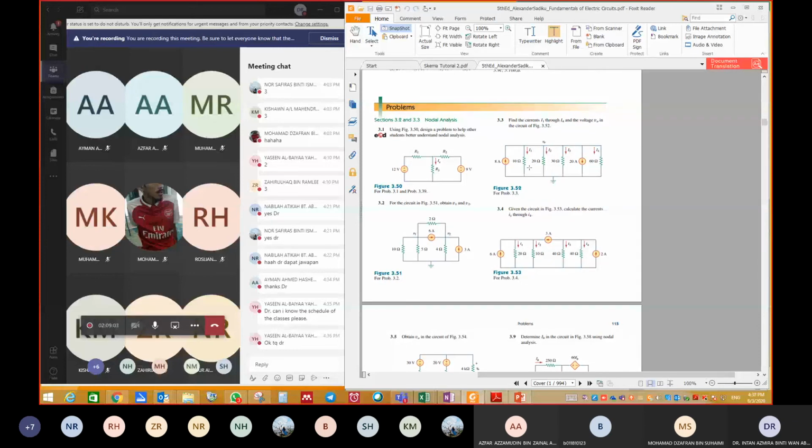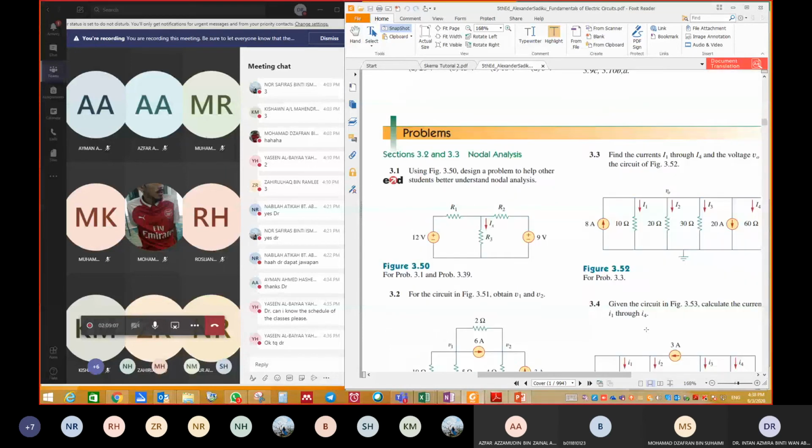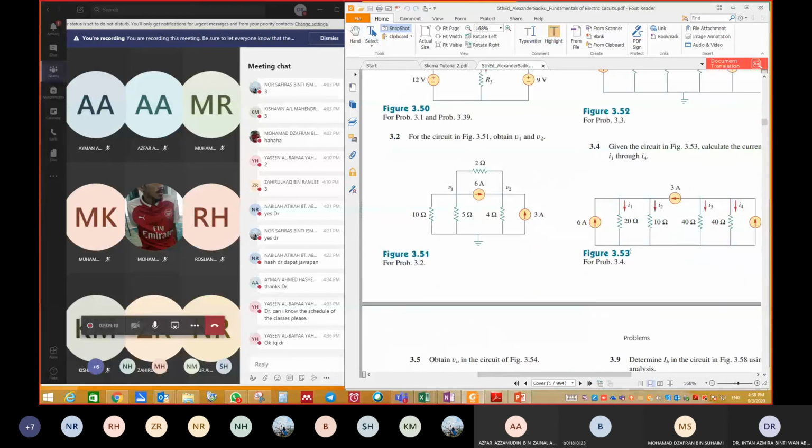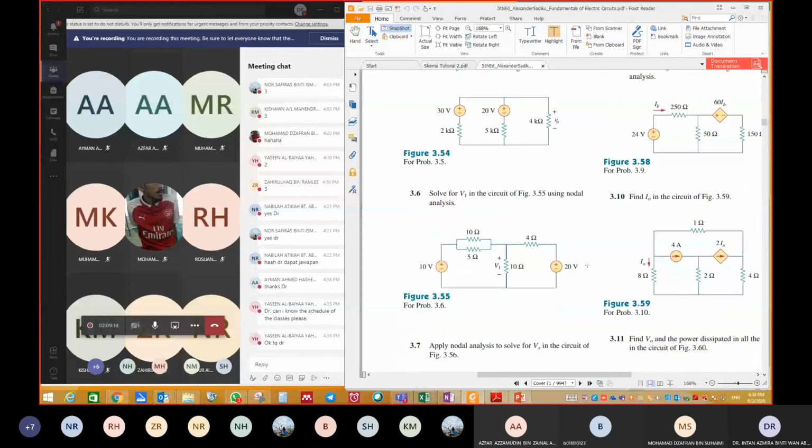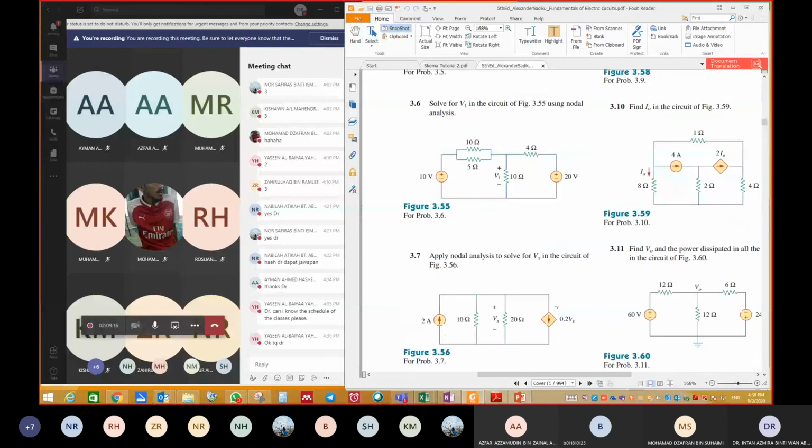Nodal. This is as in your tutorial. Number 3.4 is the same as your tutorial, using nodal. Okay, number 3.7. How many nodes here? Nabila Atika? Anissa, how many nodes in number 3.7?